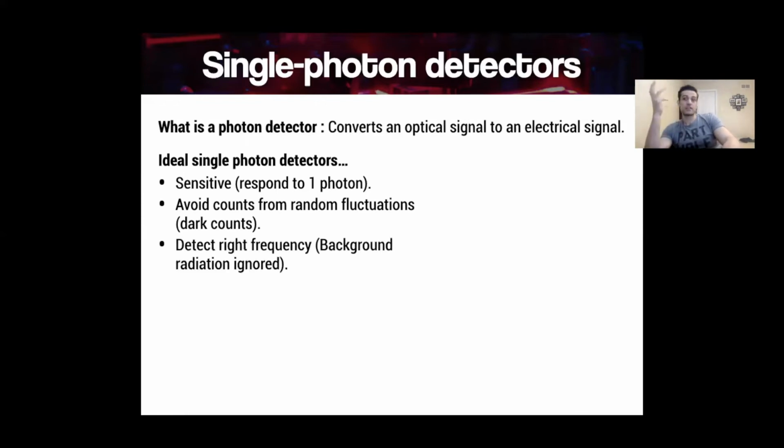Another is that you want to be able to detect the right frequency. There's going to be background radiation in your environment, and you don't want your photon detector to respond to that background radiation.